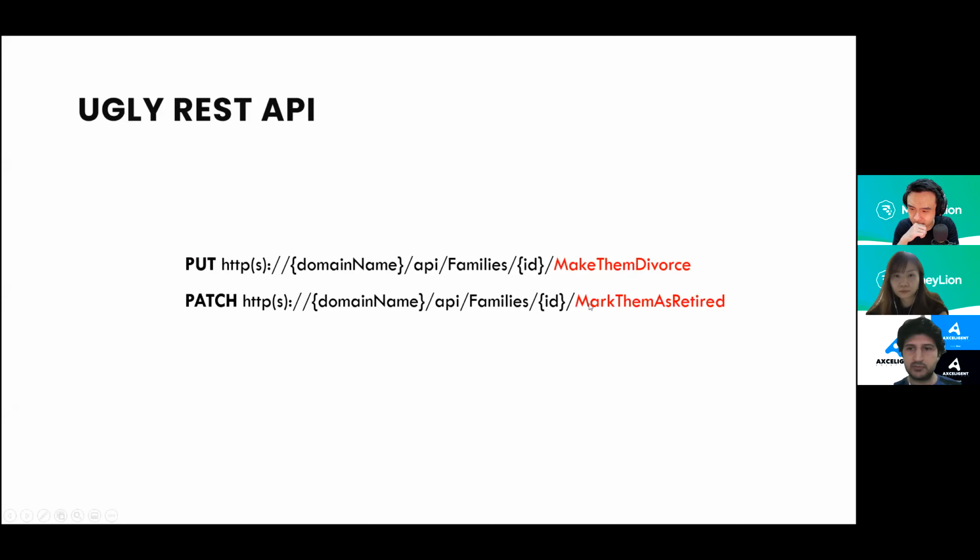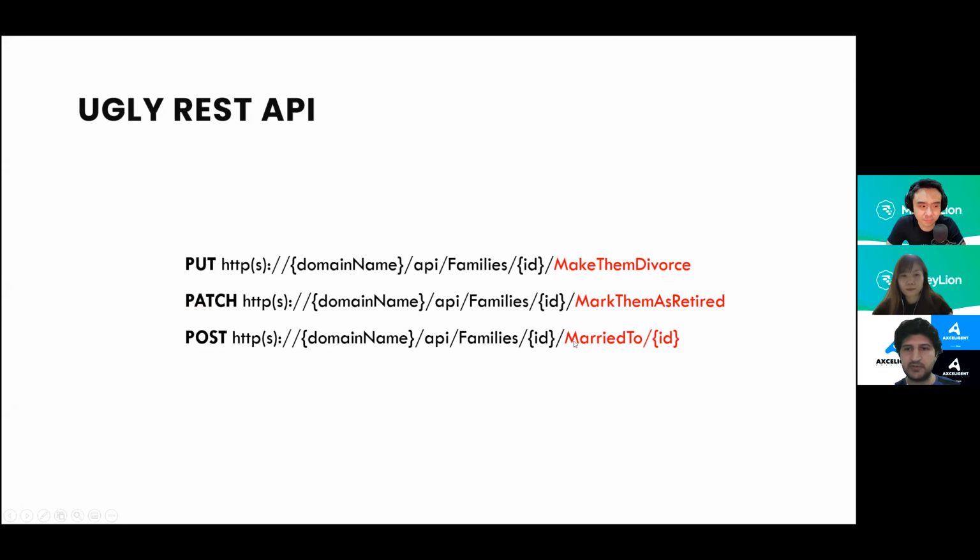Then you're going to end up with different rules and different implementations. Each developer is going to start to do their own things. For example, another developer says, mark this family as retired. Then what do you do? Another developer probably uses patch. Or you want to say that this family married another family. The first thing is you need to know the ID of two families. Then this "married to" is actually a verb. You're not talking about the resource anymore. You are talking about a verb, and here you are going to use post.